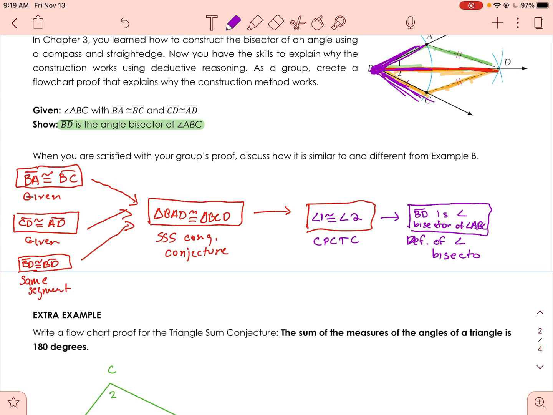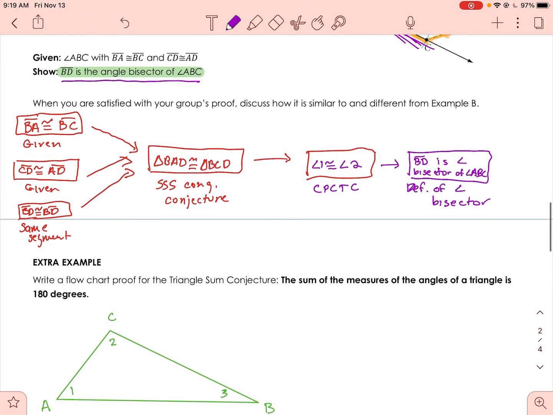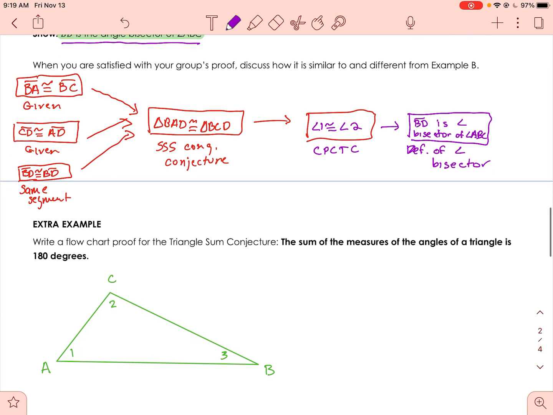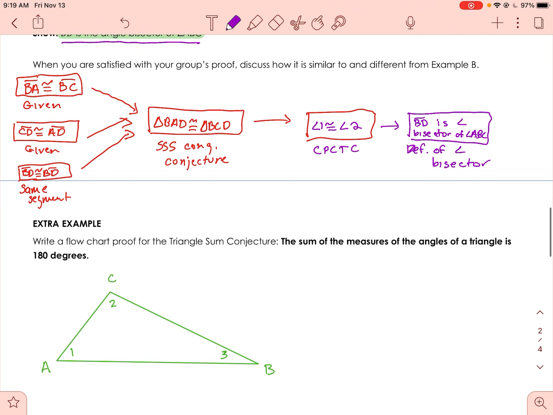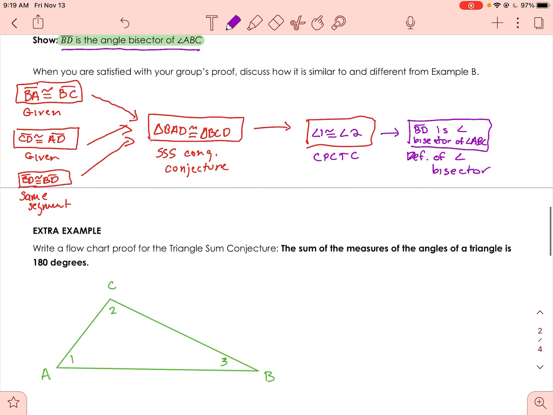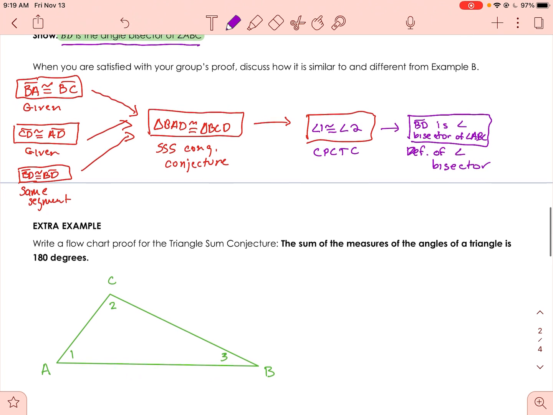Okay, so now we have shown that BD is the angle bisector of angle ABC. All right. So again, you can see there are a lot fewer words than there would be if this was a paragraph proof, and you can see how it flows nicely from what you're given to a conclusion you can draw, to another conclusion that you can draw, to the final conclusion that we wanted to show.